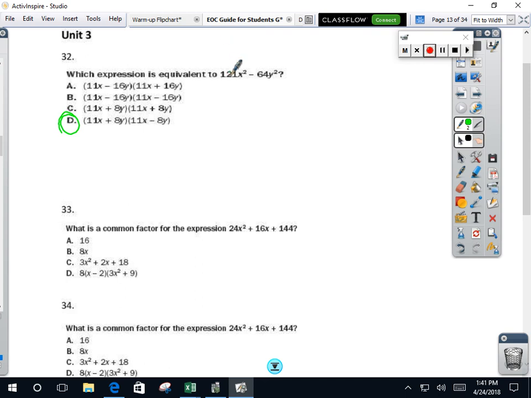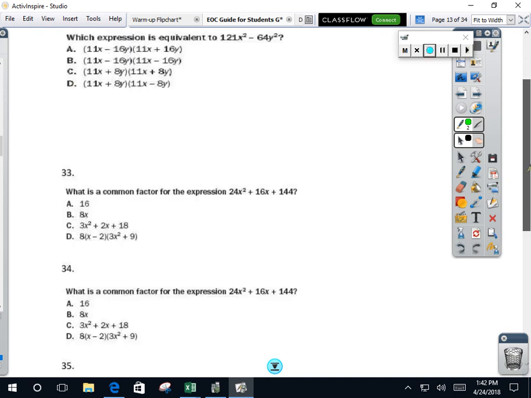This is a perfect square because 11 times 11 makes 121. This is a perfect square because 8 times 8 makes 64, but it's not C because a positive times a positive will not make a negative. A positive times a negative will make a negative, so it's D. And then don't forget about the x's. The x times the x makes the x squared on 121. The y times the y makes the y squared on the 64. All right, number 33.